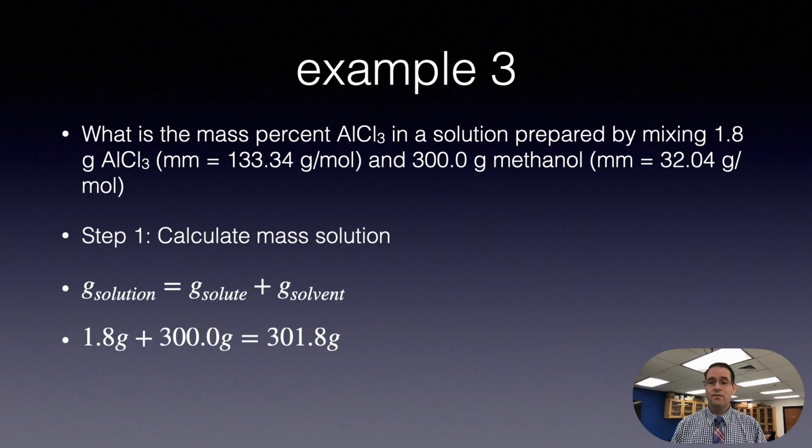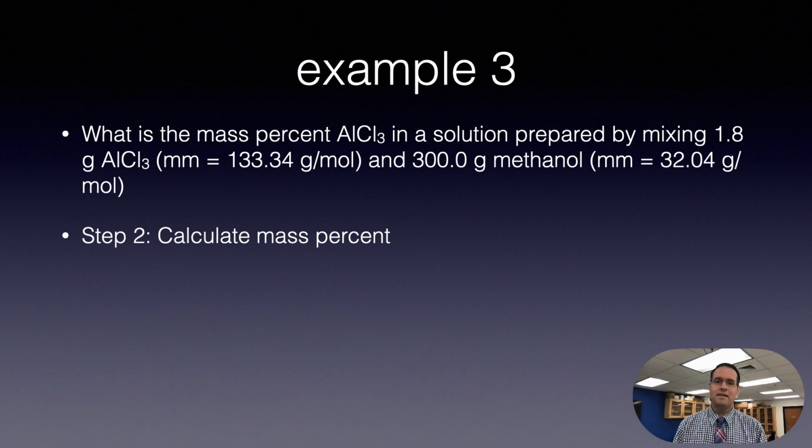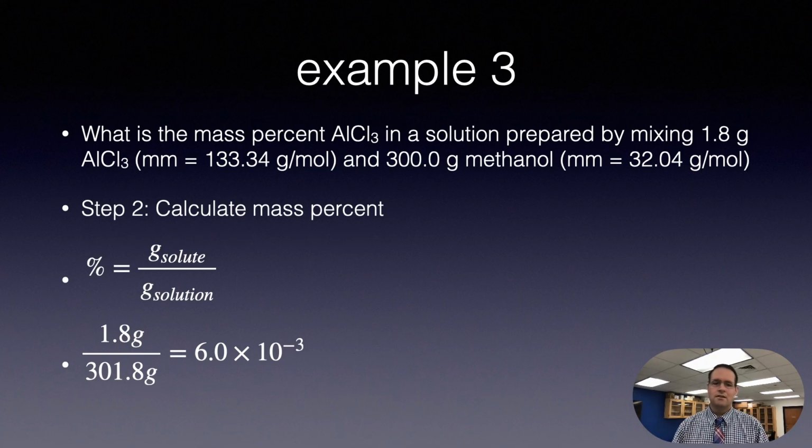Remember that the mass of the solution is the solute, that's the aluminum chloride, and the solvent, which is the methanol. So add those up, you get 301.8. All right, you need the total mass. Now, step 2 is to calculate the mass percent. And we're interested in the mass percent of the aluminum chloride. So it's just going to be 1.8 divided by 301.8. And you get 6.0 times 10 to the minus 3.